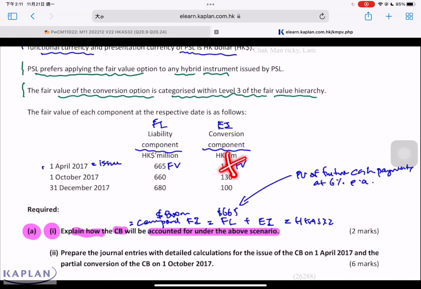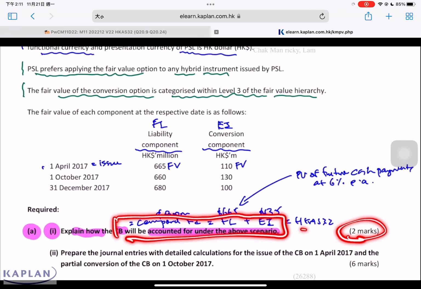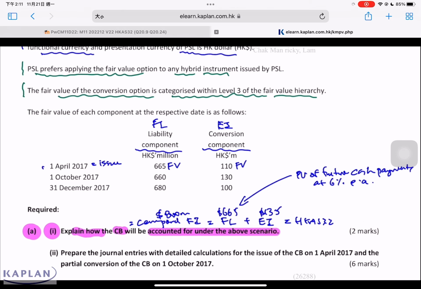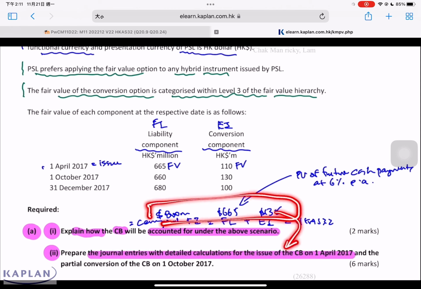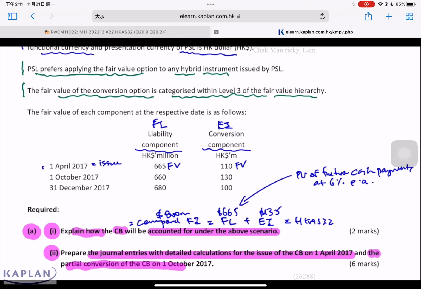For equity, we do not use the 110. For compound financial instruments, equity will represent the residual amount. 800 minus 665 equals 135. For Part A, 2 marks, you just need to explain that this is a compound financial instrument in accordance to AS32. For Part A2, when we prepare the journal entry with detailed calculation for the issue of the convertible bond at 1st April 2017, we need this figure for discussions. And for Part A2, prepare the journal entry for the partial conversion of the convertible bond on 1st October 2017. Let's do a discussion on this separately.